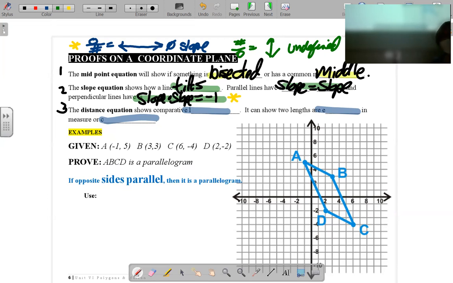All right, the last one. Allie, could you read the number 3 statement, fill in the blues for us, ma'am? The distance equation shows comparative length. It can show two lengths are equal in measure or congruent. Yes, equal in measure or congruent.